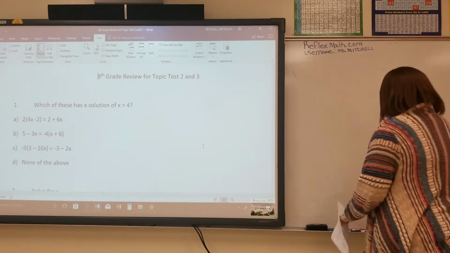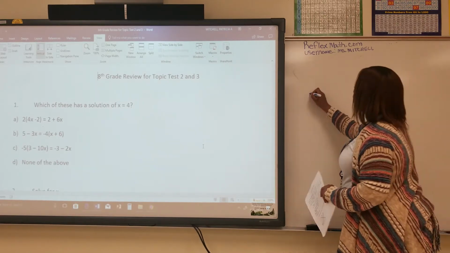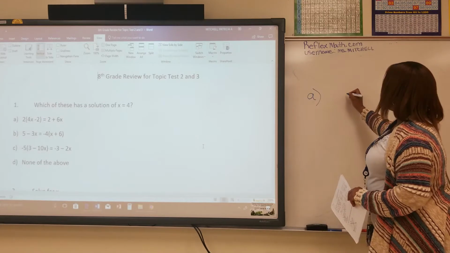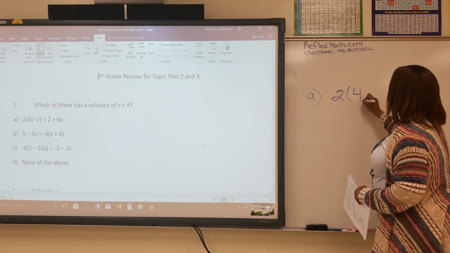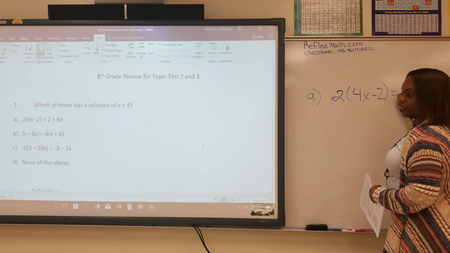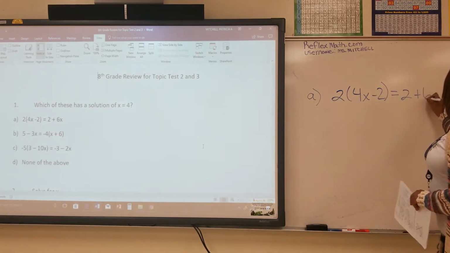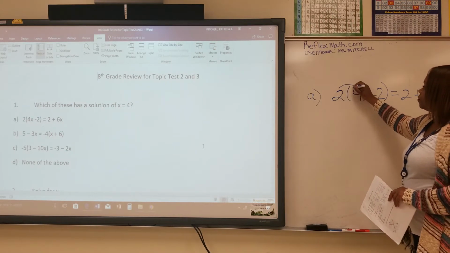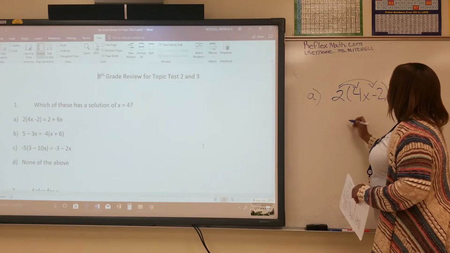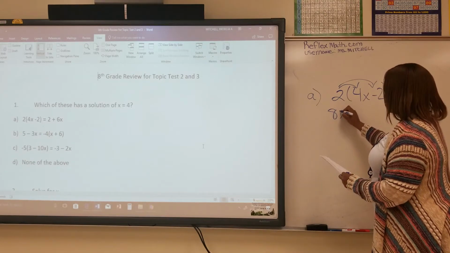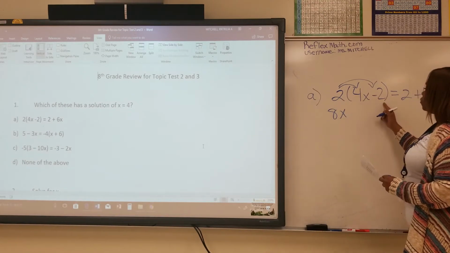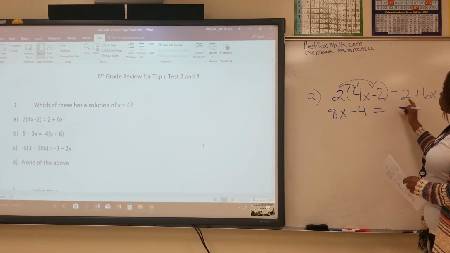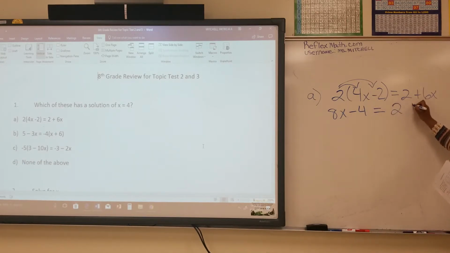So the first one, A. A says 2 times 4x minus 2 equals 2 plus 6x. From here, we are going to have to distribute. 2 times 4x gives us 8x. 2 times negative 2 gives us negative 4. Equals, and we can just bring this down, 2 plus 6x. From here, we have to now combine like terms.